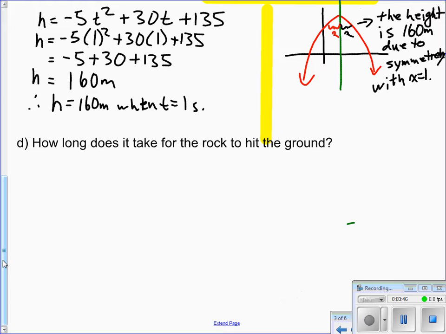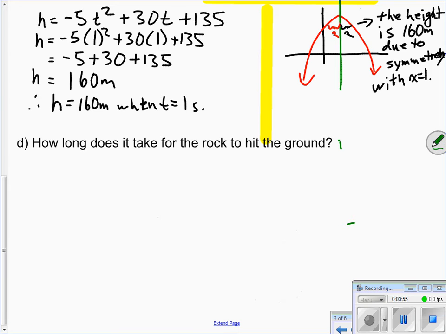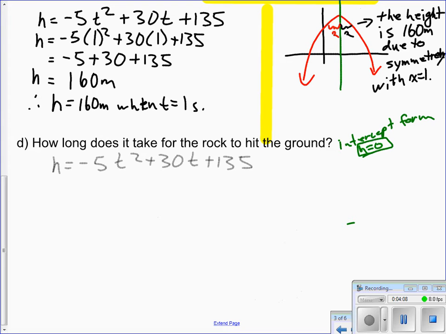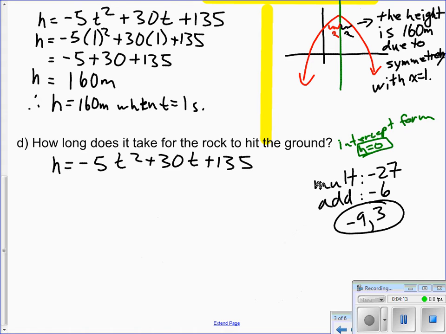And now when we're trying to find our intercepts, when it asks for how long does it take for the rock to hit the ground, what we're asking for is the intercept form, or when our h value is equal to 0. So we're just going to follow that same pattern that we did before. So you start with your basic function. We're going to let all this equal 0. And when we do that, we get something that looks like this.